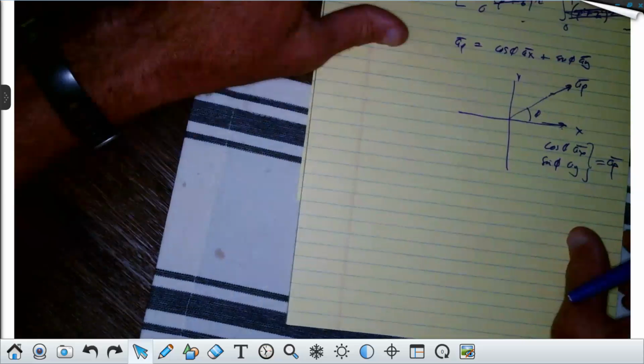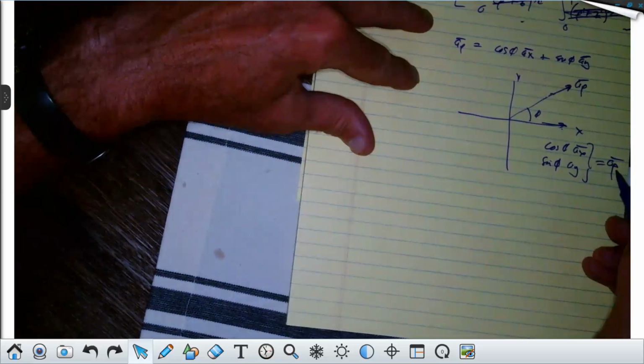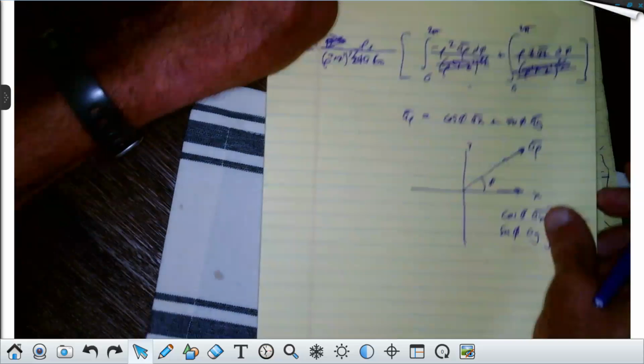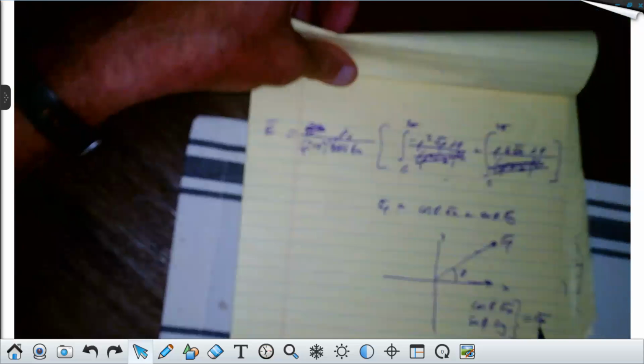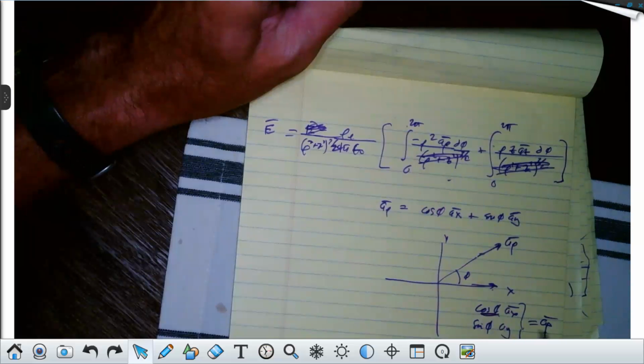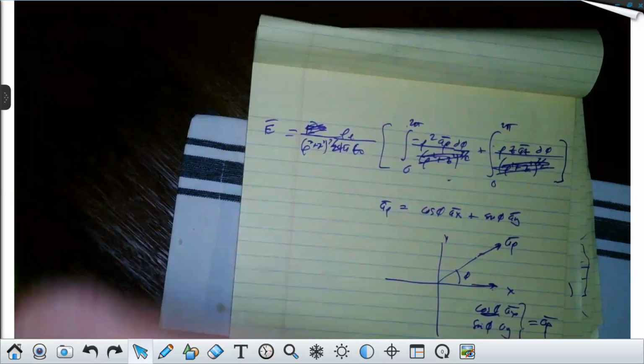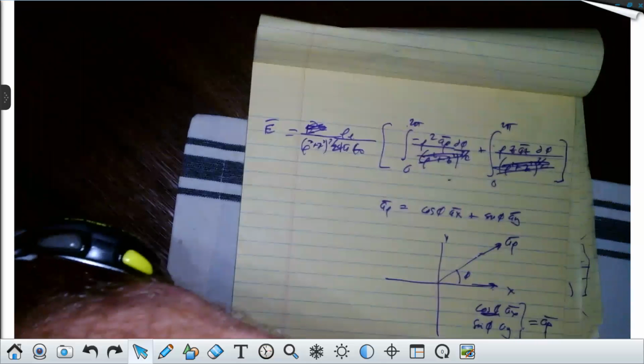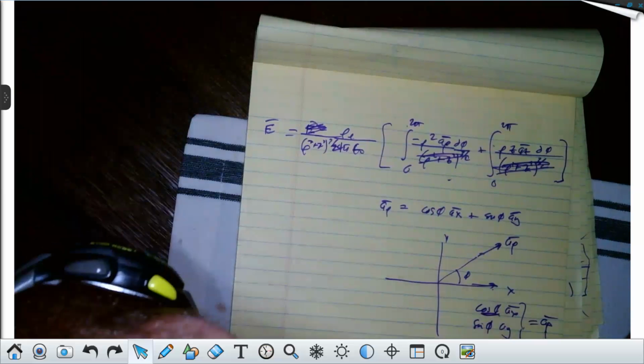Now, when I have that, and I do a phi integration, follow me. I'm going to replace that a rho. And I'm just going to talk you through it. What happens when you integrate cosine of phi from 0 to 2 pi? Anyone? Or the sine of phi from 0 to 2 pi?